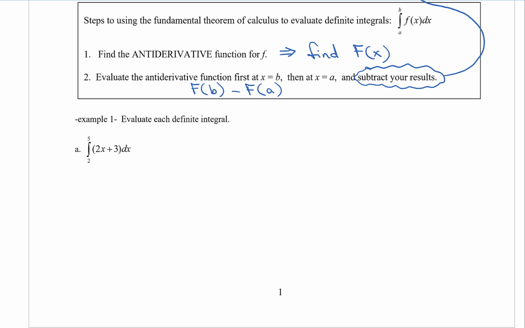Example 1. Evaluate each definite integral. A. For this example, we have the integral from 2 to 5 of the quantity 2x plus 3 dx. This is going to be equal to, first we're going to find the antiderivative of 2x plus 3, which will be 2x squared all over 2, plus 3x plus c. I'm going to do that plus c in blue because I want to refer to it right now. And this will all be evaluated from 2 to 5.